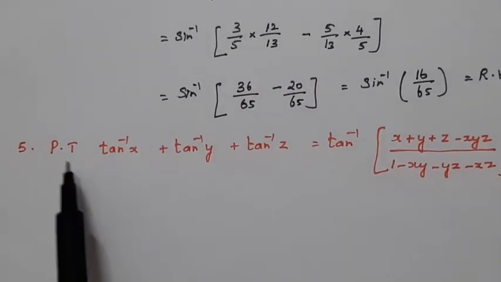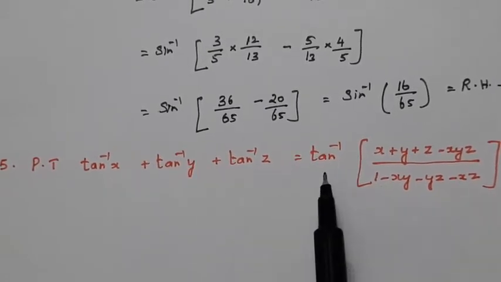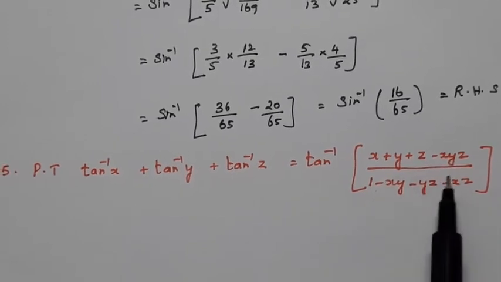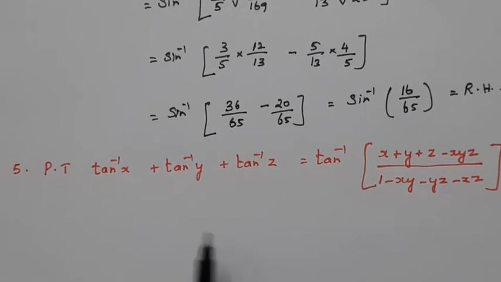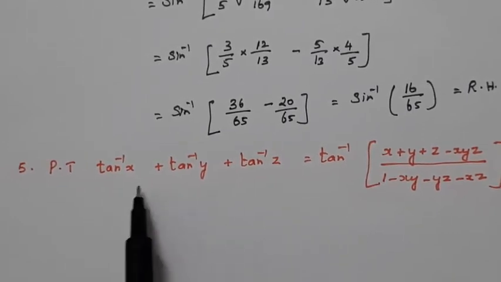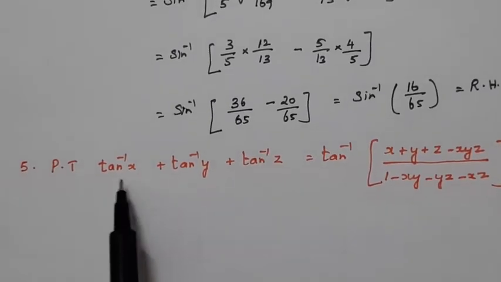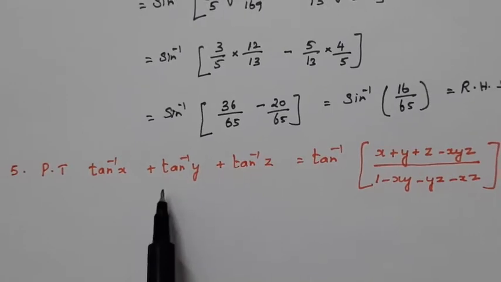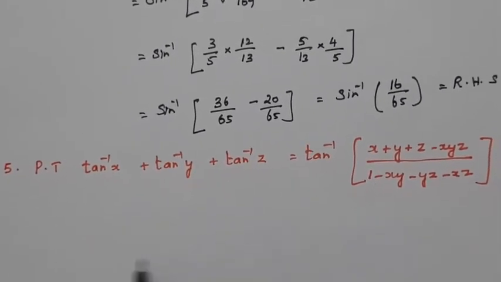Next, the fifth one is: prove that tan inverse of x plus tan inverse of y plus tan inverse of z is equal to tan inverse of (x plus y plus z minus xyz) divided by (1 minus xy minus yz minus xz). So, it is very simple. Looking at the left hand side, it is a summation of 3 tan inverse terms. So, let us apply the formula twice. First for the first 2 terms and then for the resultant and the third term, then you will get the required answer.